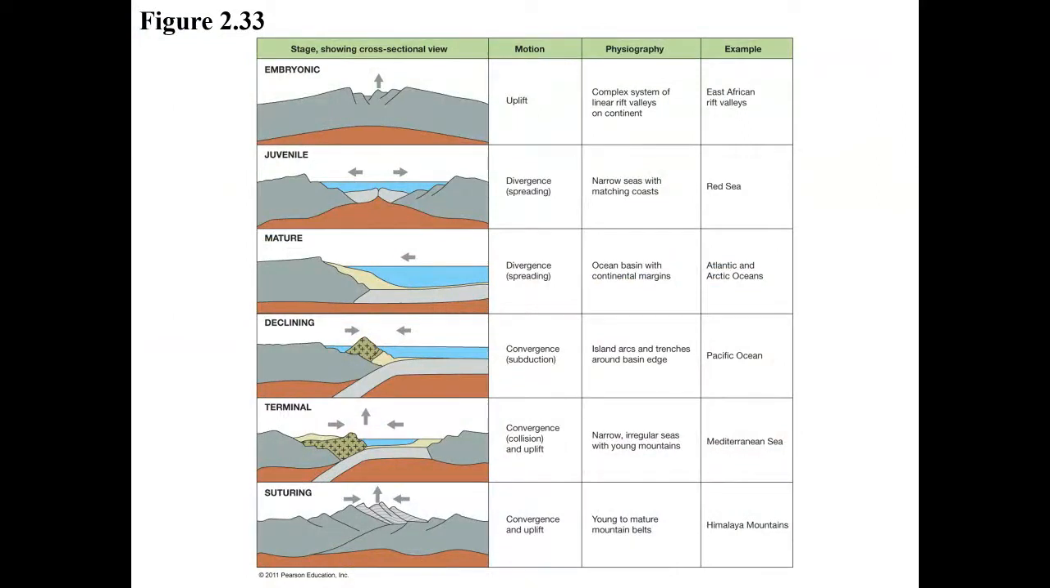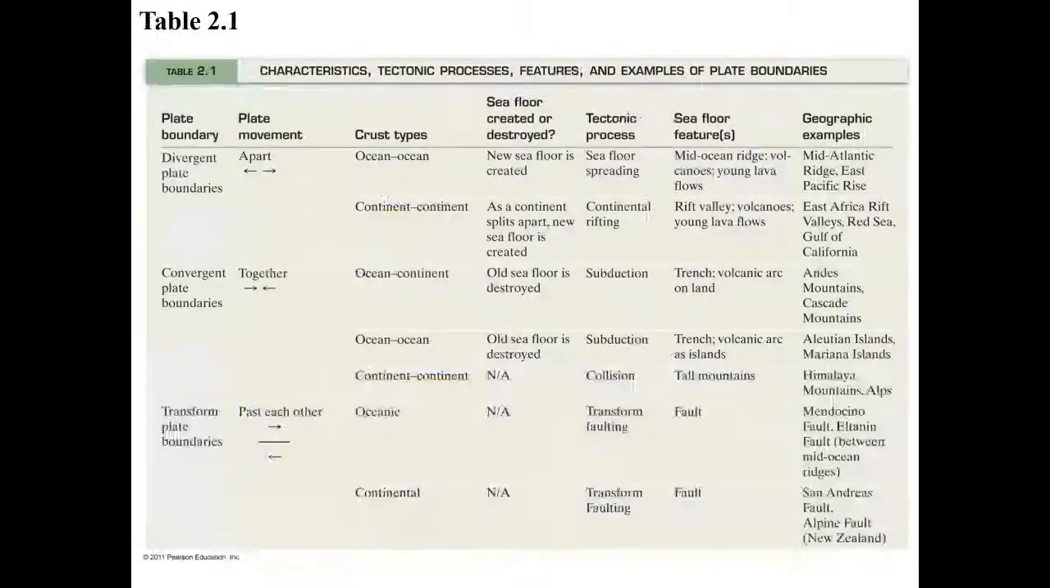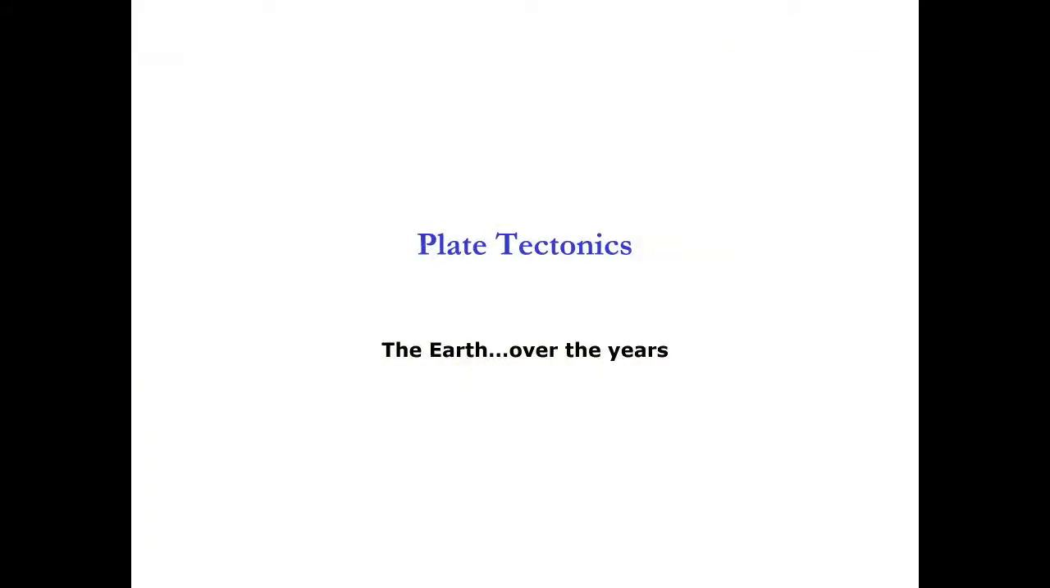This reminds you about the Wilson cycle. Again, don't worry about memorizing all of these terms. We just remember that 1 through 3 and 4 through 6 are divergence versus convergence. The figure that helps you with the scene.